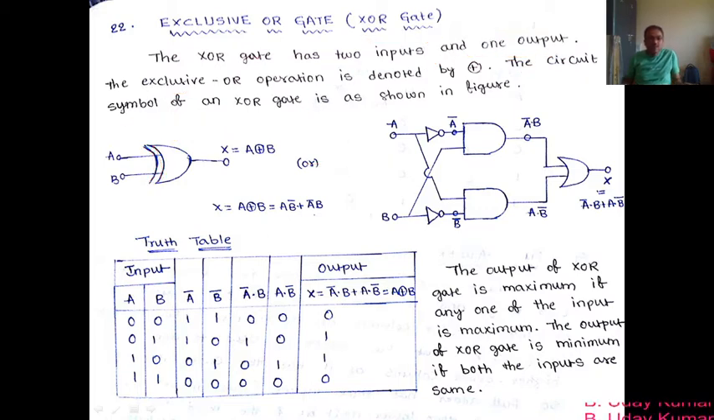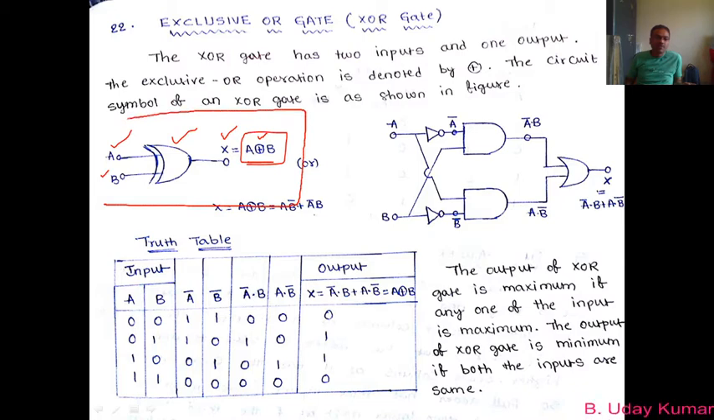I am erasing everything. This is the circuit symbol of the XOR gate. It has two inputs which are denoted by A and B, and if I take the output as X, it becomes A plus inside the circle B. This is the XOR operation. This is the logical equation of the XOR gate, denoted by A plus inside the circle B. So I hope it is clear.